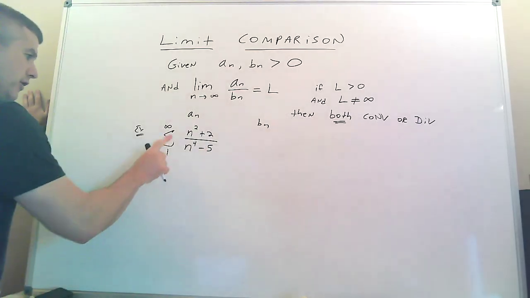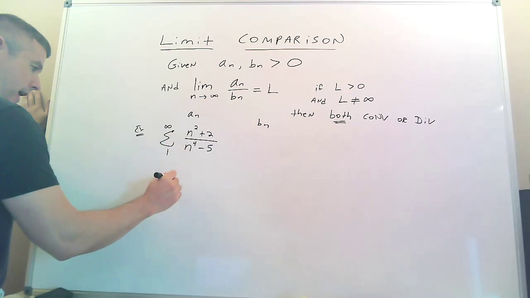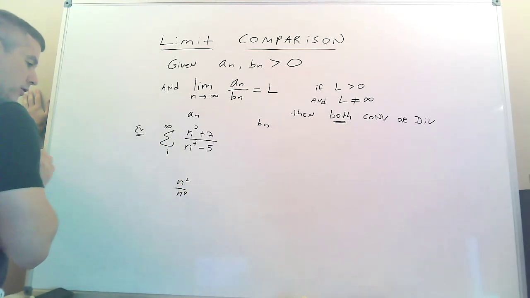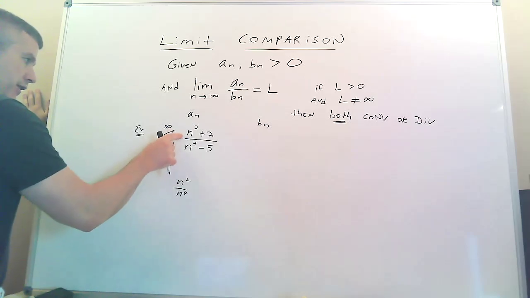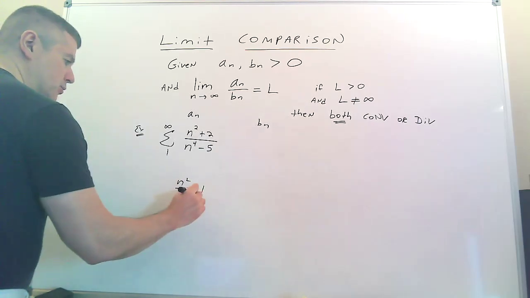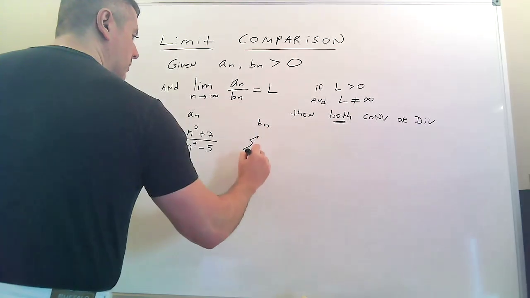The way you do it is very simple. You ignore everything except the highest power on the top and the highest power on the bottom. And then you simplify it. You end up with a p-series, always. That's the whole point of doing this. Even if there were numbers here, you would ignore them. Get n squared, n to the 4th, subtract the powers, right? You get 1 over n squared. So that's going to be my comparison.